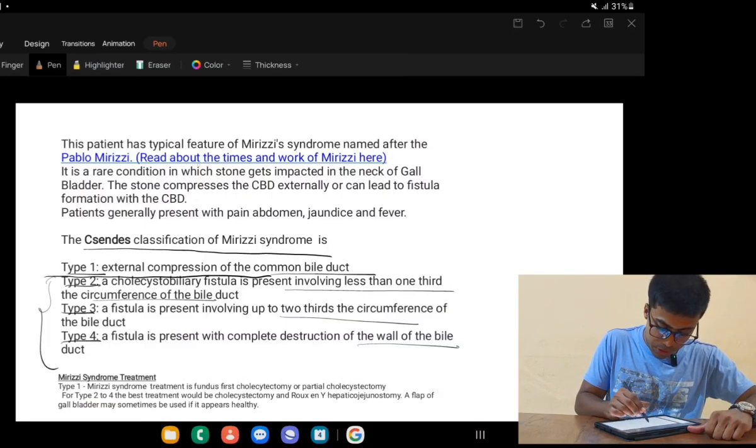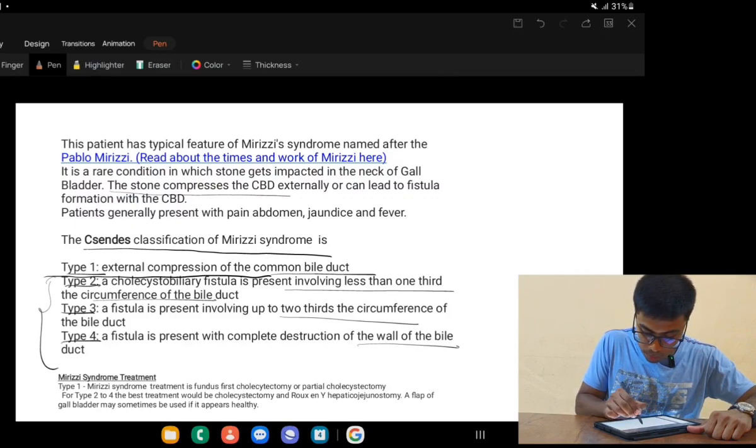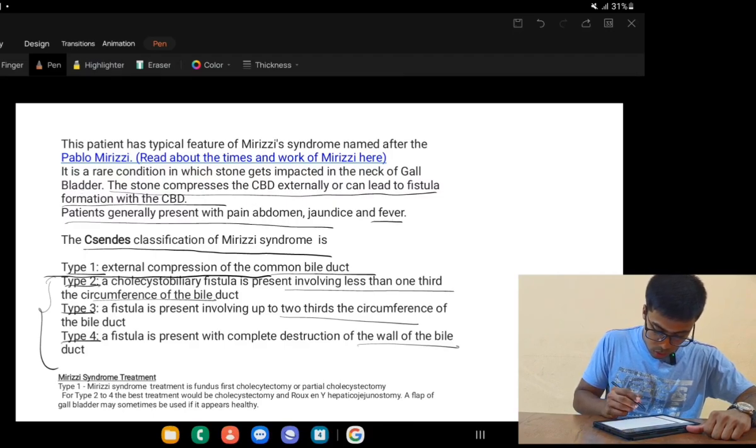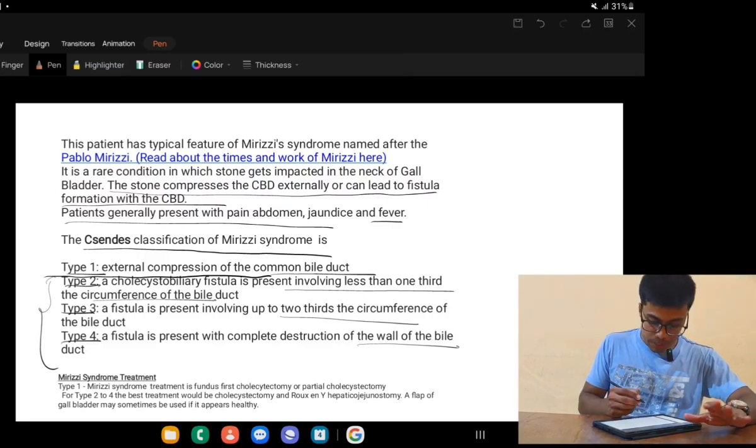And that's the reason. So the stone compresses the common bile duct externally and can lead to fistula formation of the CBD. The patient will present with pain in the abdomen, jaundice, and fever. So in this case, what should be the treatment?